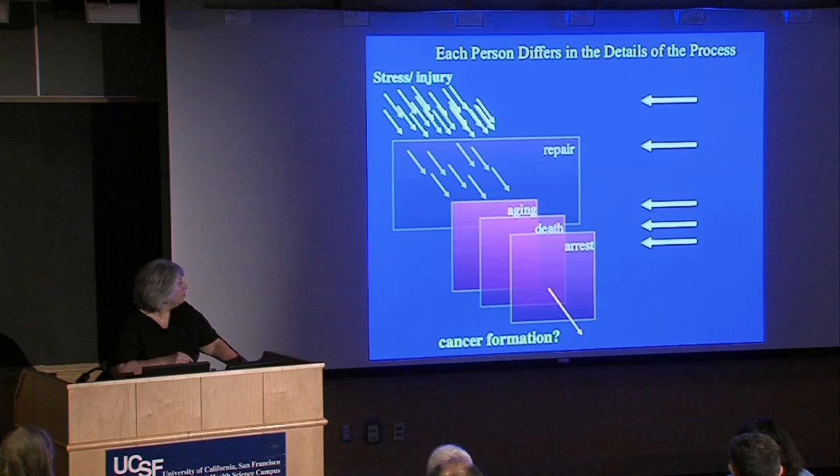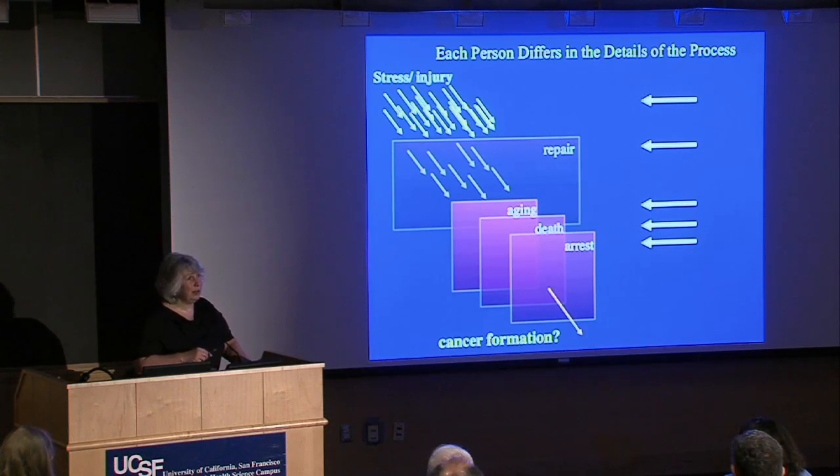They're defective because of the genes that they carry. Some people age quite rapidly. Others look young even when they're 70. All of these processes are heterogeneous in each individual.